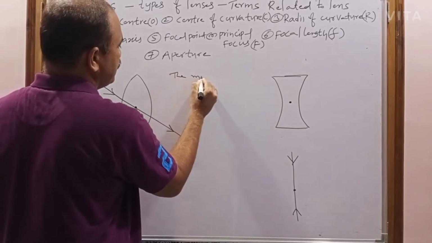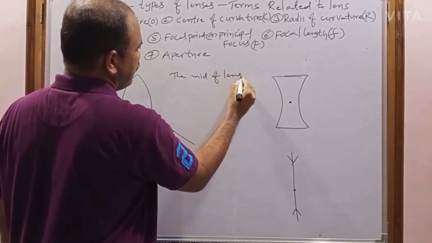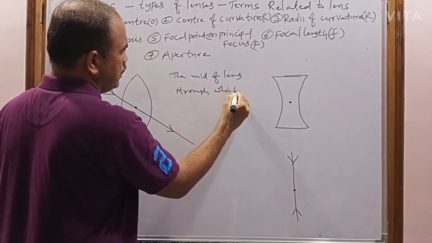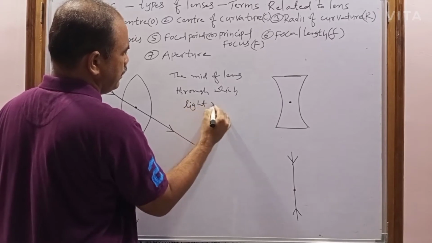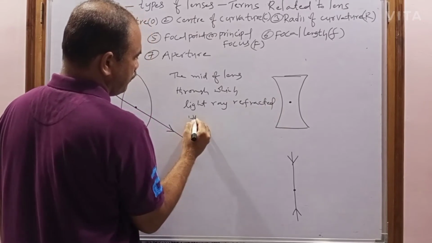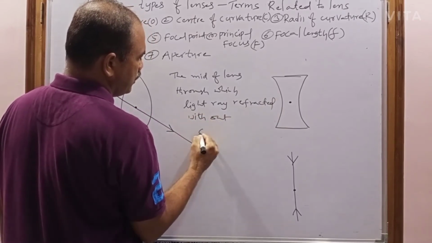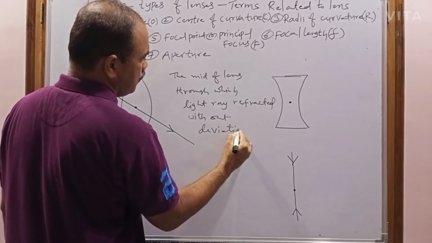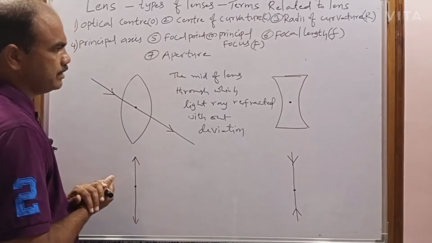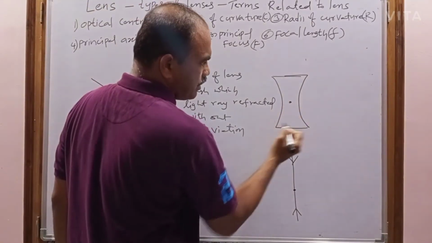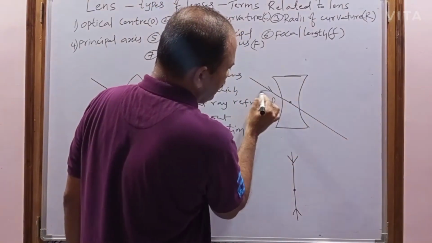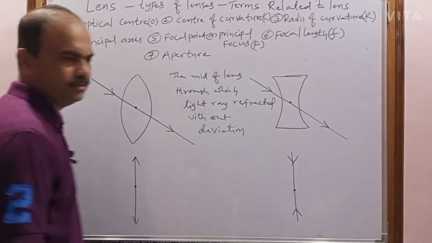This is the midpoint of the lens, through which the light ray is refracted without deviation, meaning its path does not change. Now this is the midpoint of this concave lens. When the light ray passes through this point, it is refracted without deviation.